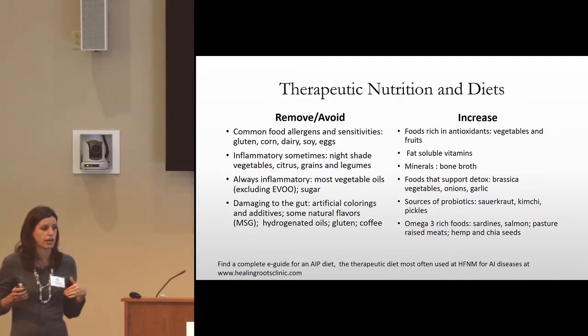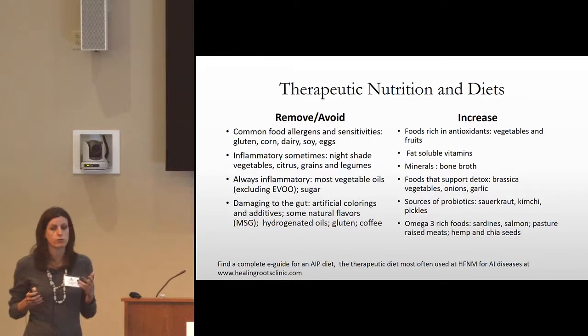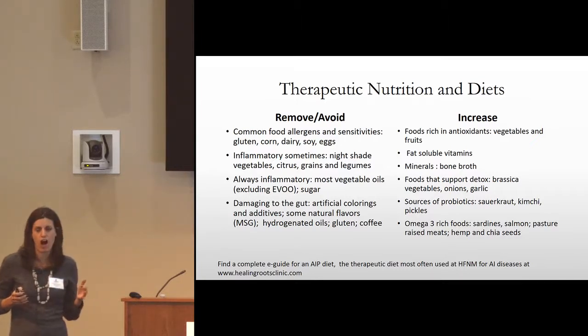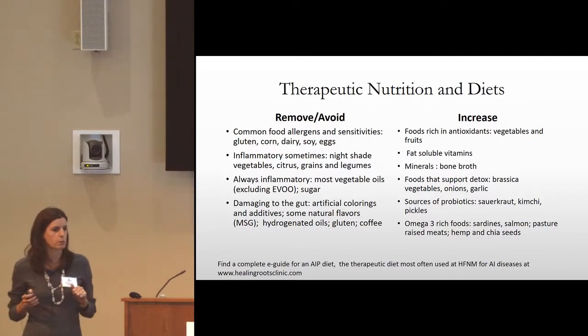And then we also want to take out foods that damage the gut. So those are going to be things like artificial colors, additives, some things that go under natural flavors. Oils, different kinds of oils can be really damaging. Gluten can be a big one. And then in some people, coffee can be really damaging to the gut lining too. But not everybody, just some people.